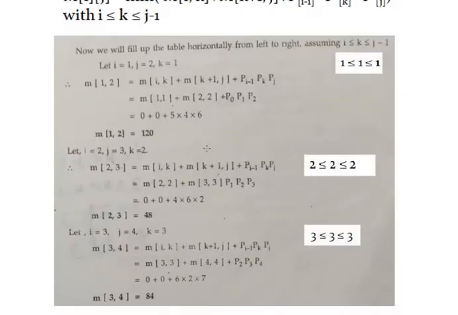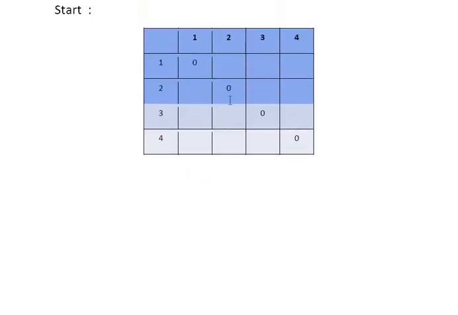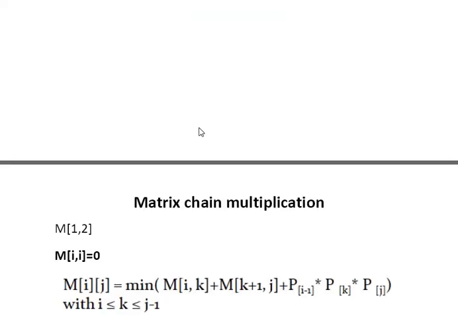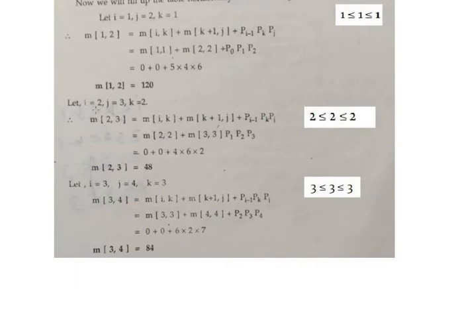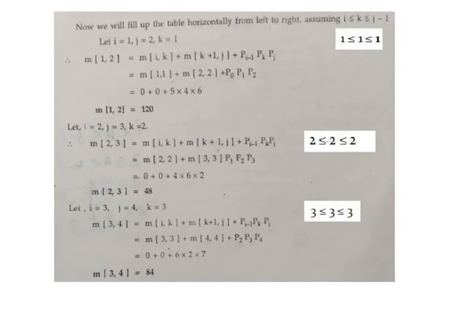So the same way you find the next value. The next value here is m of 2 3. It means i equal to 2, j equal to 3. So you have checked that i equal to 2, j equal to 3, and you have checked the condition. You put here the values of i and j and assume the k.